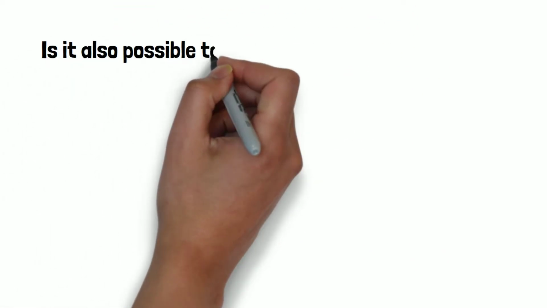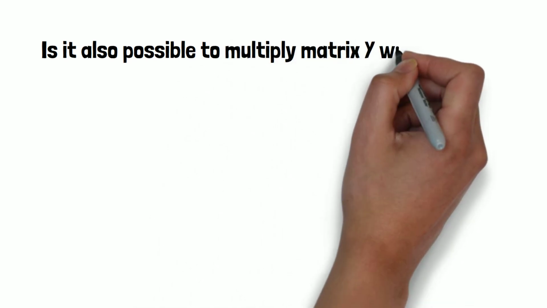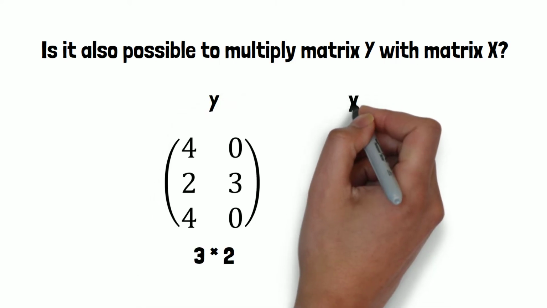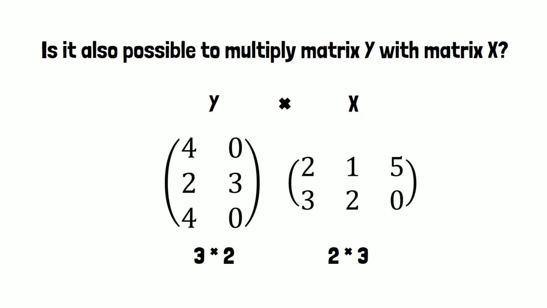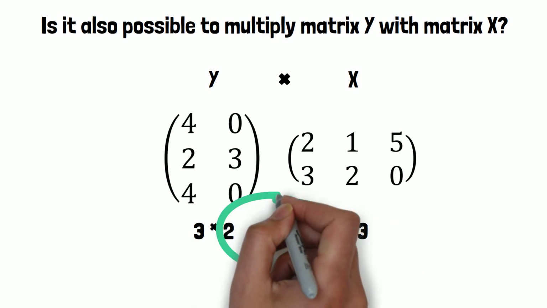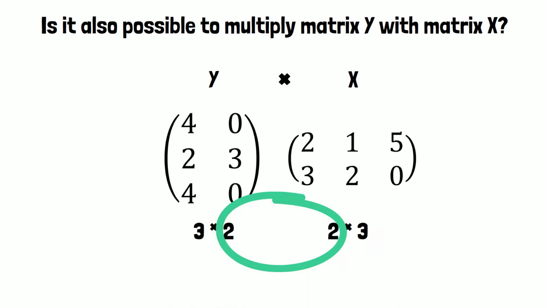Now that we have seen the multiplication of matrix X with matrix Y, do you think it's also possible to multiply matrix Y with matrix X? Let's find out. As we have already seen, matrix Y is of order 3 times 2, and matrix X is a matrix of order 2 times 3. Remember that to be able to multiply matrices, it is necessary that matrix X has the same number of rows as the number of columns in matrix Y. Therefore, this multiplication is also possible. The order of the new matrix is 3 times 3.